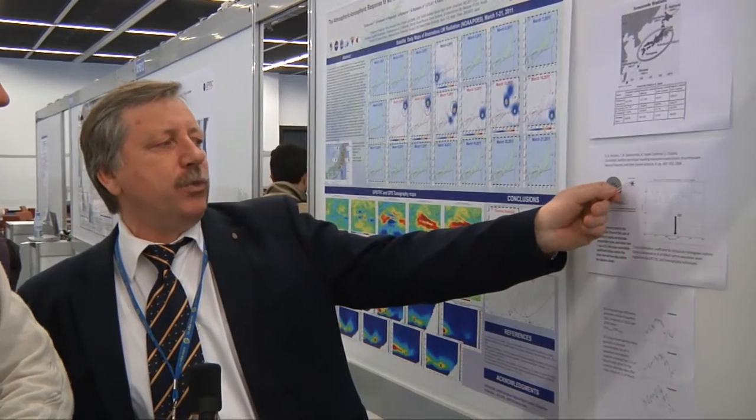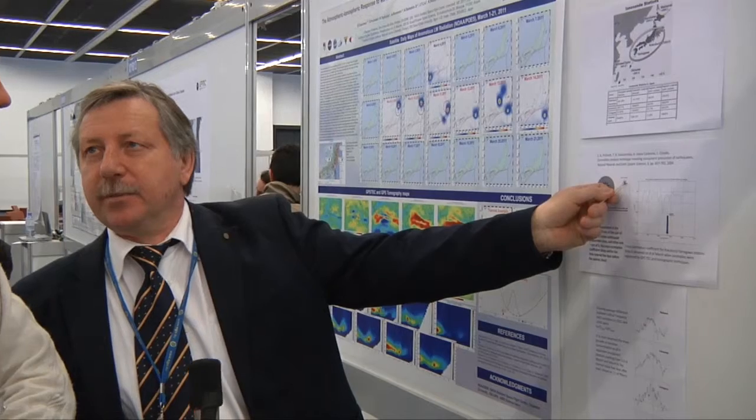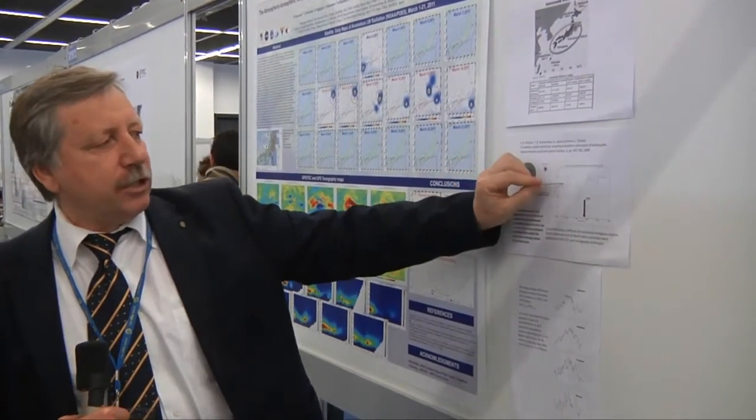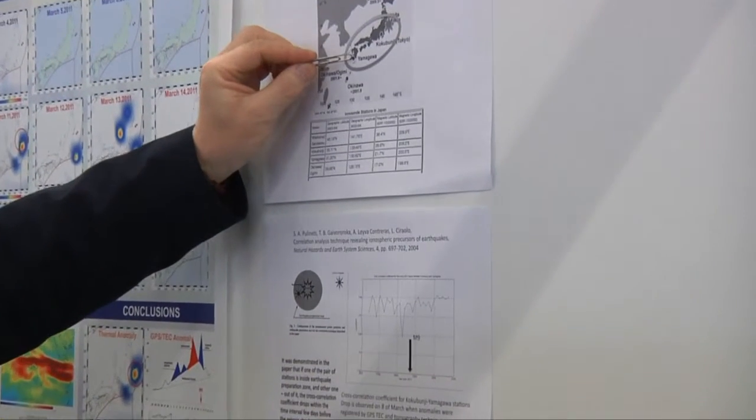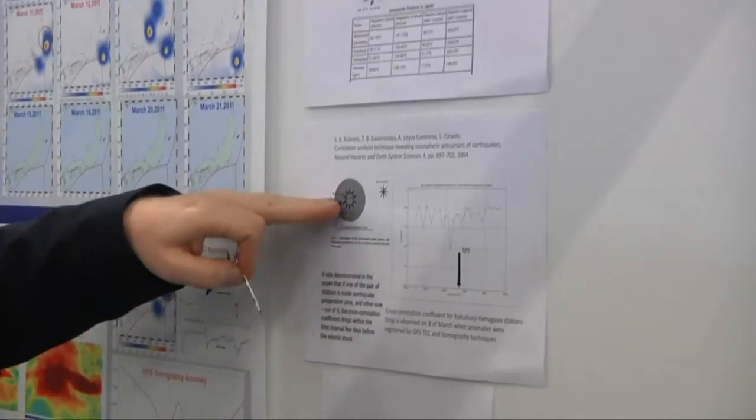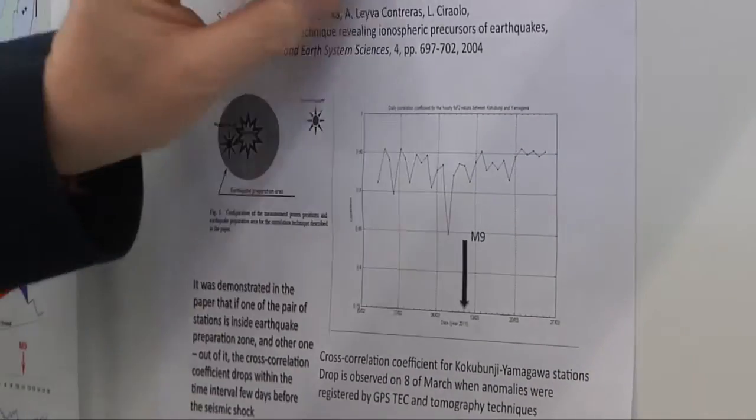And we were able to elaborate a technique which shows that, due to specific variability of the ionosphere before the earthquake, when you have a station close to the epicenter and try to correlate it with another station far from the epicenter, the cross-correlation coefficient drops before the earthquake. This is the cross-correlation coefficient between Kokubunji, which is close to the epicenter, and Yamagawa station, which is far from the epicenter. So we have just the configuration described in our publication.